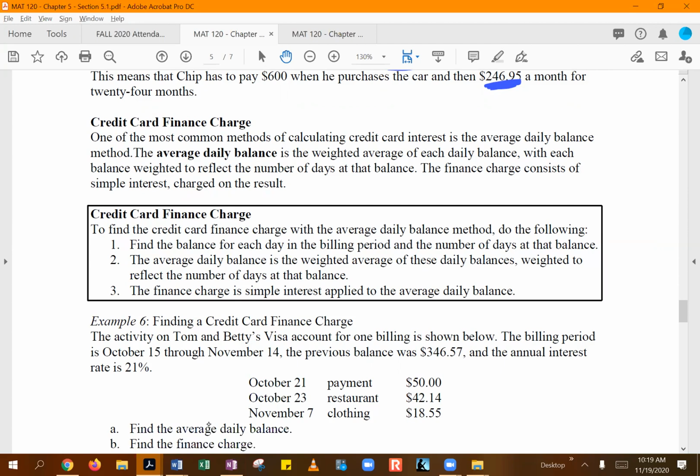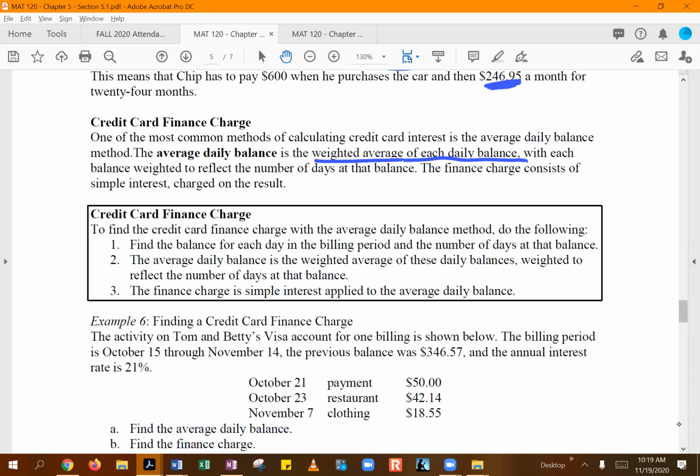With credit cards, they calculate your credit card interest based on the average daily balance. The average daily balance is the weighted average of each daily balance, with each balance weighted to reflect the number of days. Basically, they see how long the balance on your credit card stayed the same for that day.